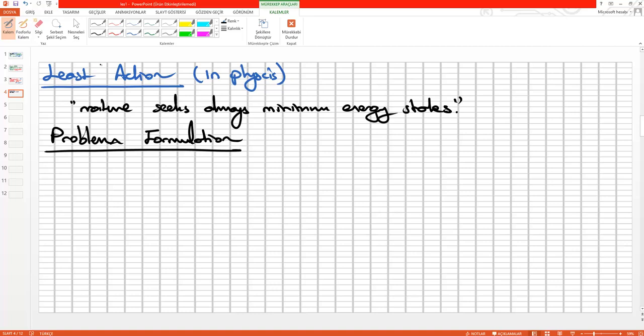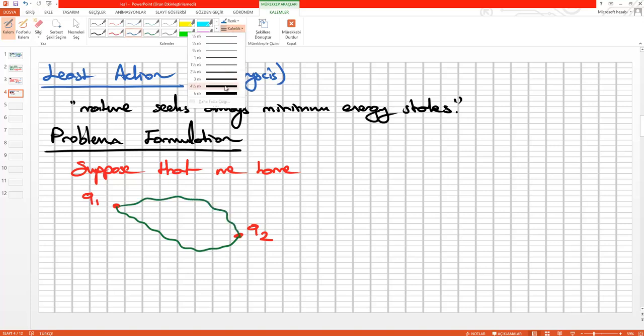Okay, the problem is that we have some points or some mass in here. Suppose that we have one point in here, another point in here with the positions Q1 and Q2, and then we need to move Q1 to Q2. But what is the best, or the efficient way to do that? For example, if we have this Q1 and Q2 in the coordinate system, we can go this way or go this way, but one way is the most efficient, and nature always finds out this way in order to complete these tasks.